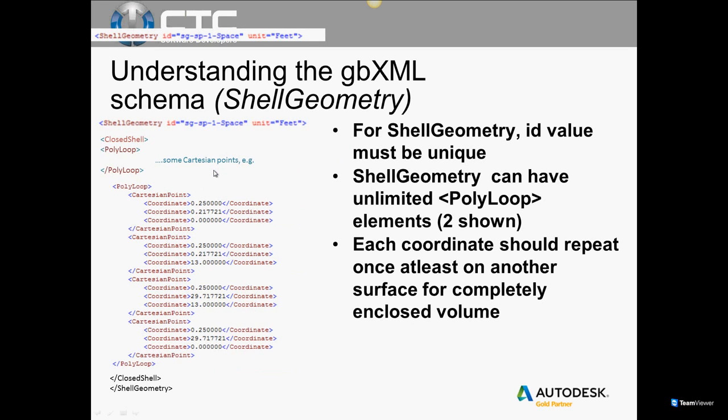For the shell geometry, you will also find an ID that will refer to the space name and the unit that it's on. And you can have multiple poly loops. Okay, so the ID value must be unique for a shell geometry. And you can have unlimited poly loop elements, since there can be unlimited surfaces that form your shell geometry. So there are two shown in this example. And each coordinate should basically be repeated at least on another surface in order for you to get a completely enclosed volume.